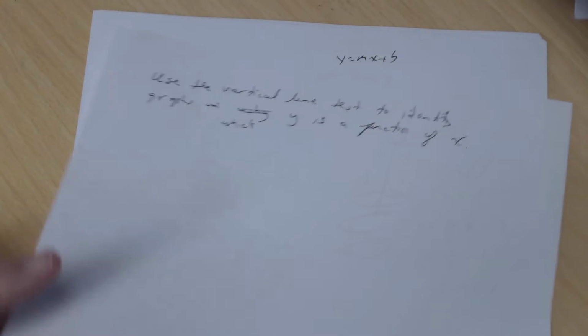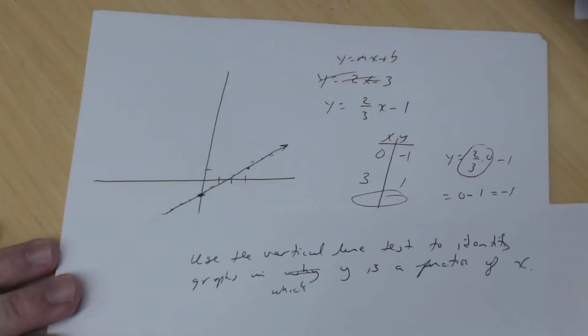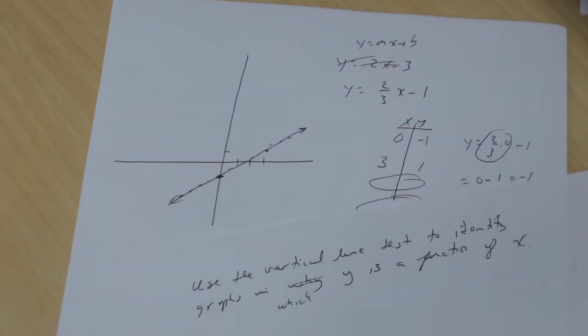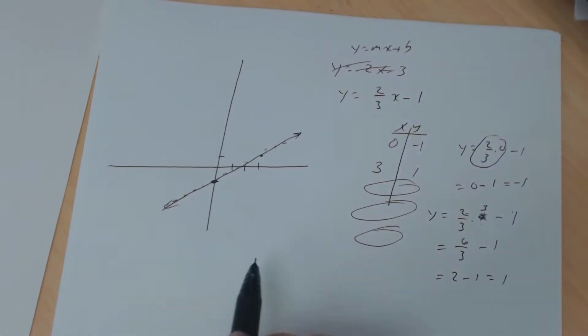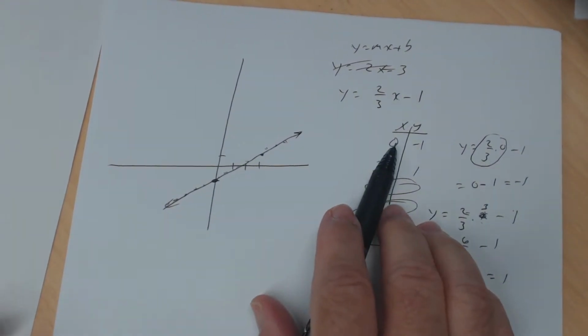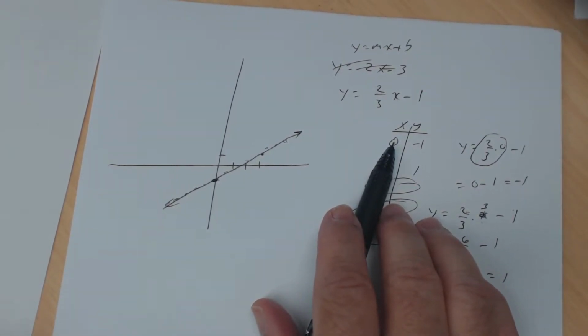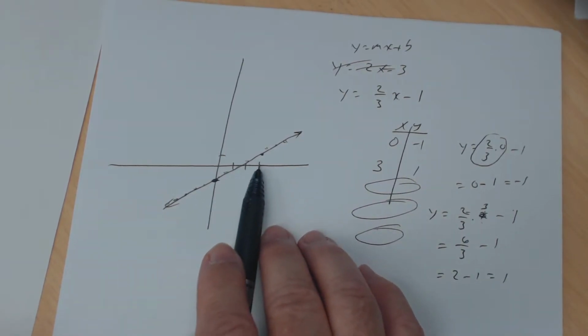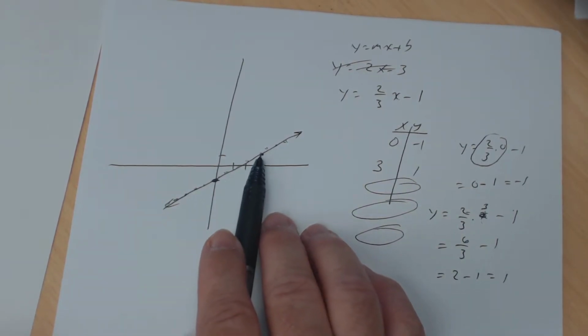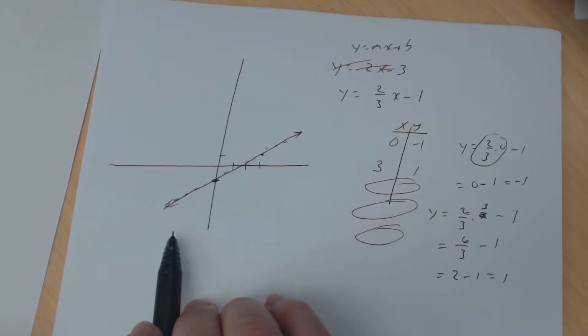Okay, so I'm going to go back over here. So remember this line I drew? This line right here? So I'm going to ask you this. When x is 0, remember the definition of function. When x is 0, what was my y value? The y value was -1. When x is 3, what was my y value? The y value was 1.